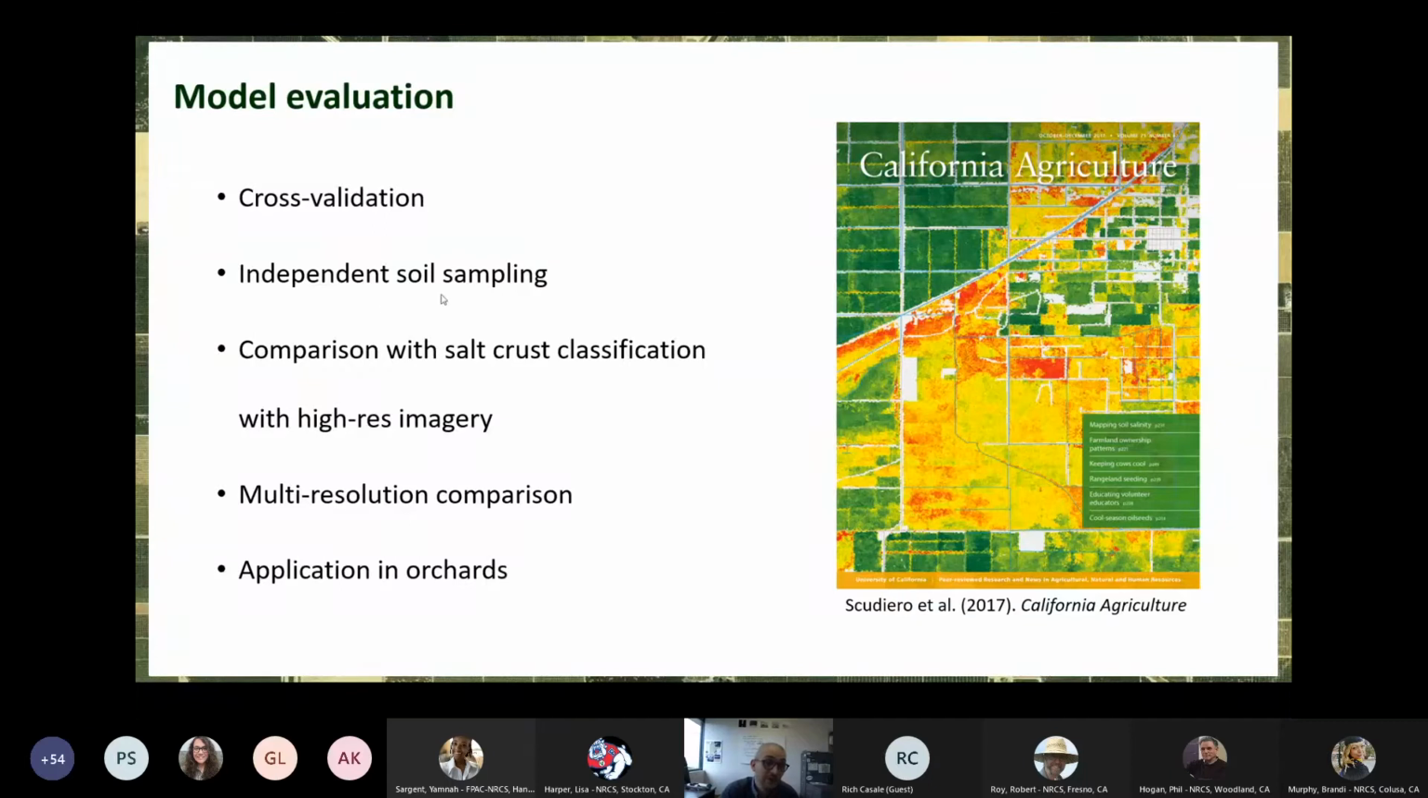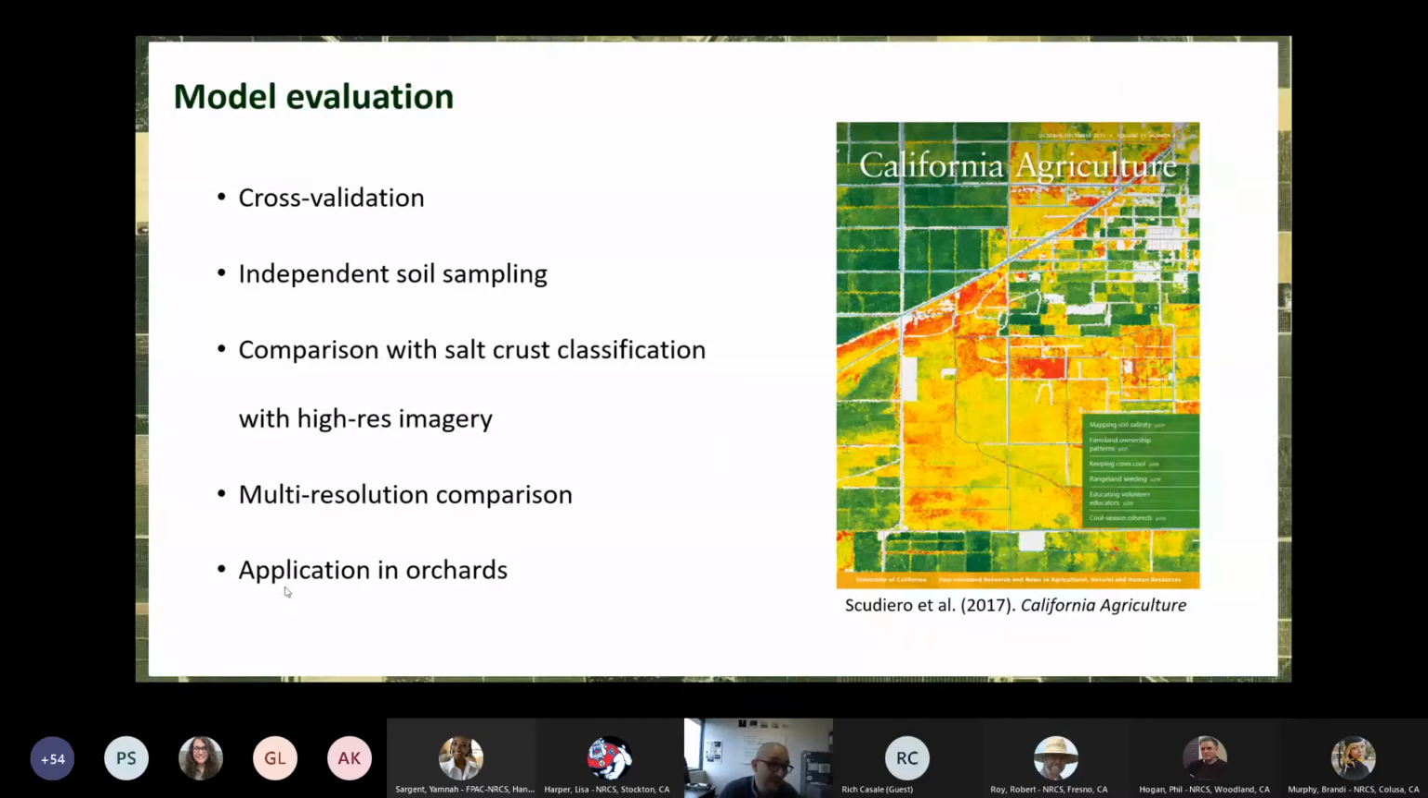Then we also use independent soil sampling. We took the map and compared it to the classification of soil crusts to see if the soil crusts were present in areas that were otherwise classified as affected by high salinity. And then we have this analysis done with different types of satellites at different resolutions, comparing how the data looks alike if you are using different satellites.